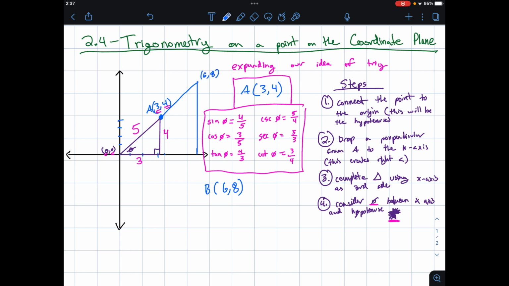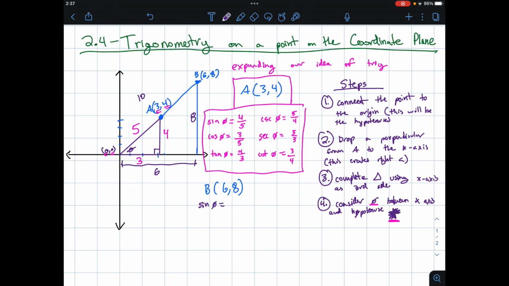So we have 6, 8, point B. And if I wanted to do all my trig functions on B, well, B's side length would be 8, because that is the y length. The x length would be 6, and then by Pythag, the hypotenuse would be a length 10. So all my trig functions on B would end up being identical to the trig functions on A.